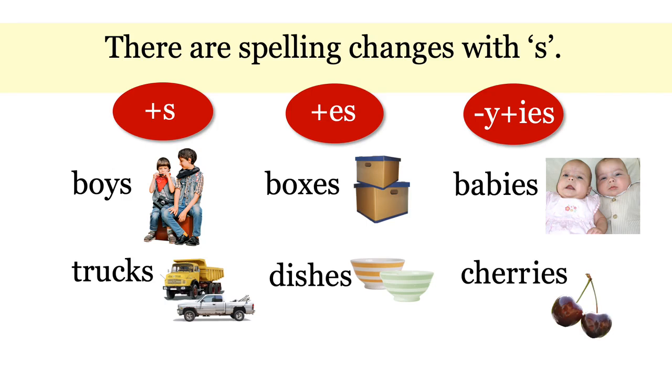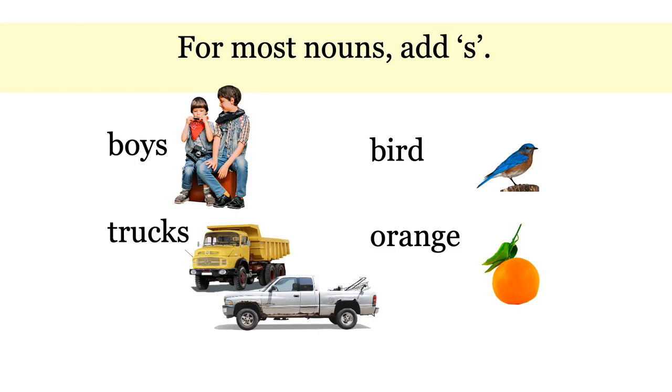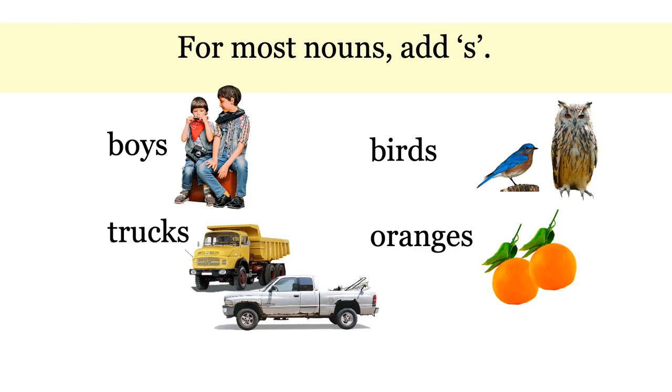Let's take a closer look. For most nouns, add S. The plural of boy is boys. And we have 1 truck and 2 trucks. Here is 1 bird. We add an S. We have 2 birds. Orange is the same. Add an S, and we have 2 oranges.